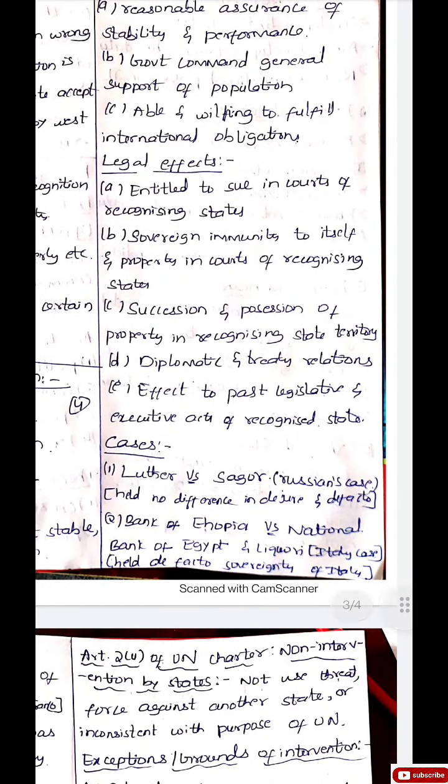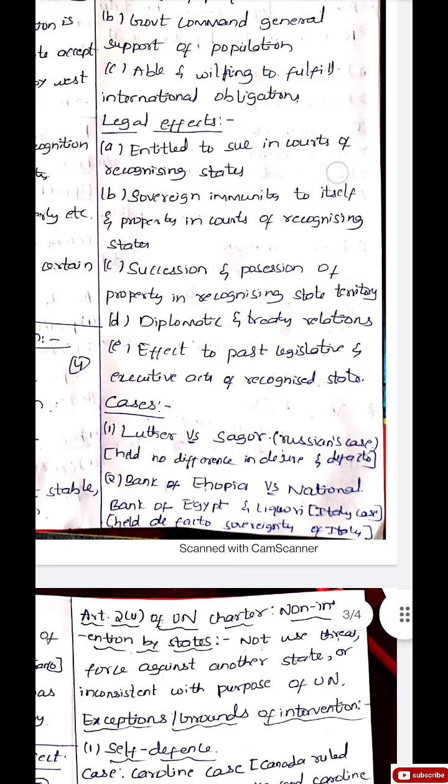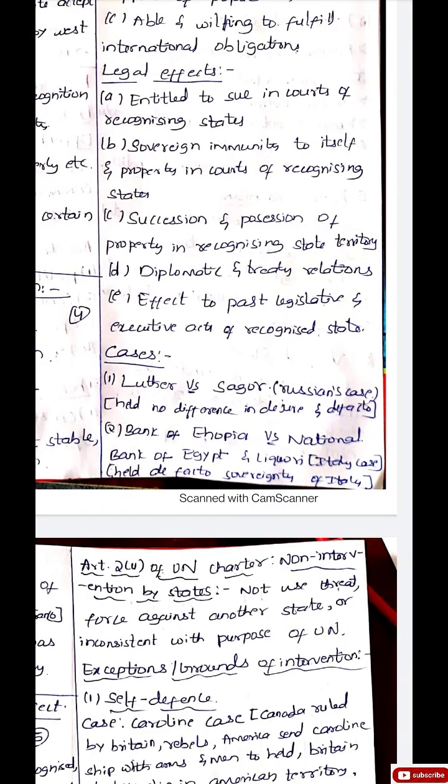What are the legal effects of acquiring de facto and de jure recognition? The state will now be entitled to sue in courts of recognized states. It will acquire sovereign immunity for itself and property in courts of recognized states. It can sell property to other states. It can sue in other states. Then succession and possession of property in the recognizing state's territory. It can enter into diplomatic and treaty relations with other states.